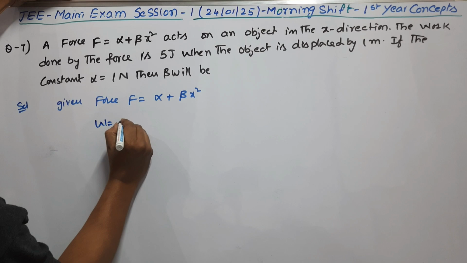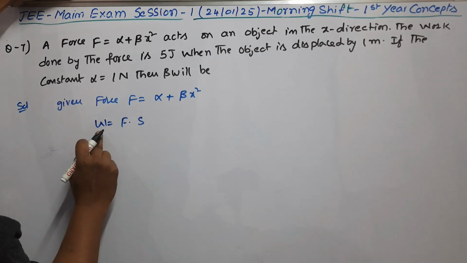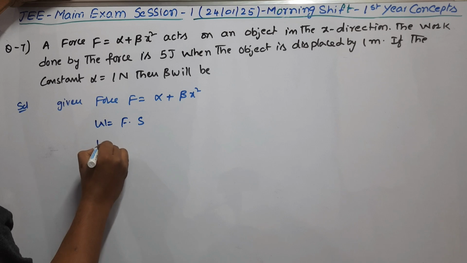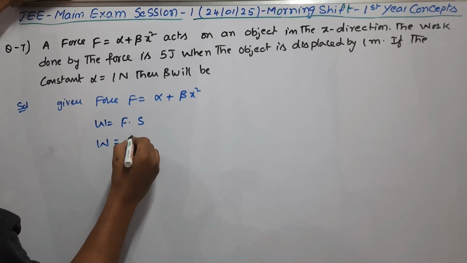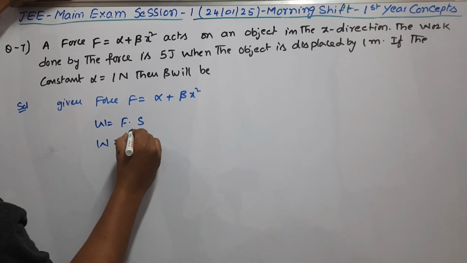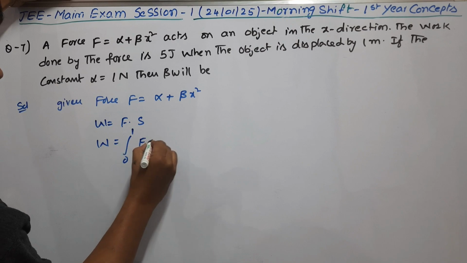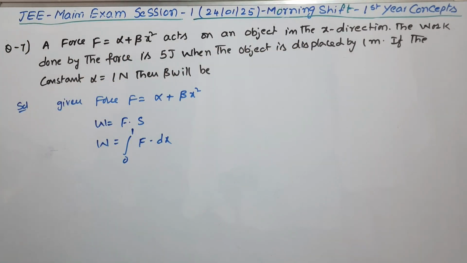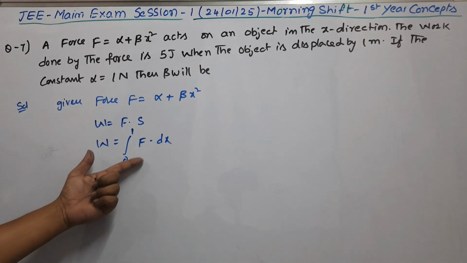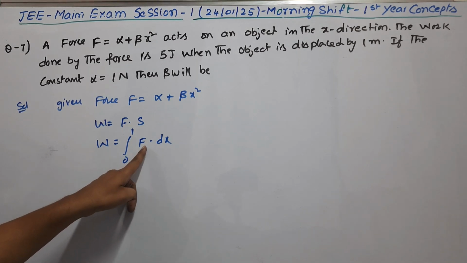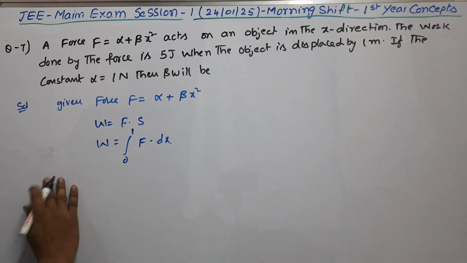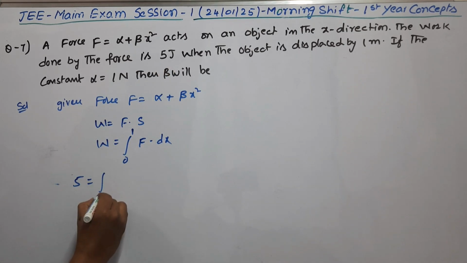Work is equal to force into displacement. Here the force is variable, so work is the integral from 0 to 1 of F dx, because displacement is along the positive x direction. According to the definition for a variable force, work is the integral of force into displacement. Therefore, work is given as 5 joule, so 5 is equal to the integral from 0 to 1.